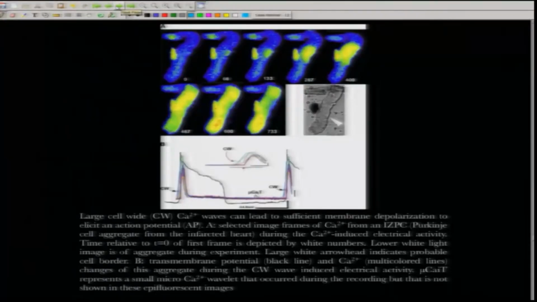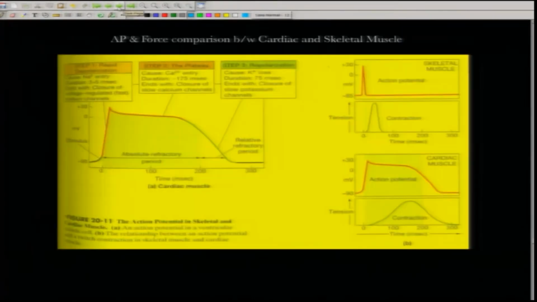And this is again a very similar example where you see this color change. So this is where the calcium influx, the calcium wave, is traveling through. These are the measurements which are very critical. And action potential and force comparison, if you look at it.